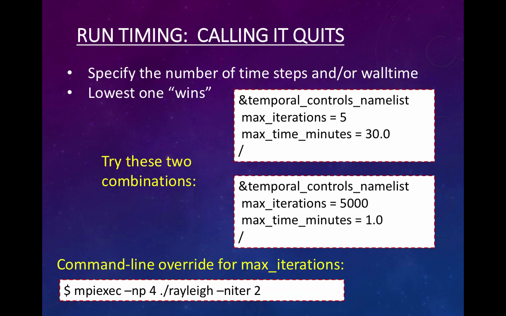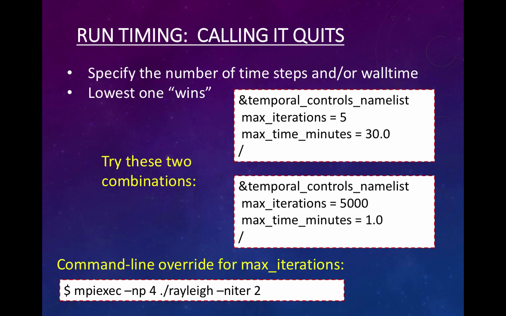Okay. And max time minutes may not be there. You may have to add it. Is order important in this? No. Order within the name list is not important. Order of the name lists is important. Please define them both. So try the first example where we do 5 time steps in 30 minutes.